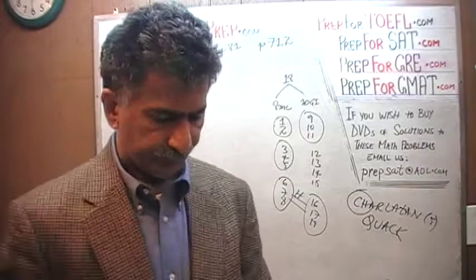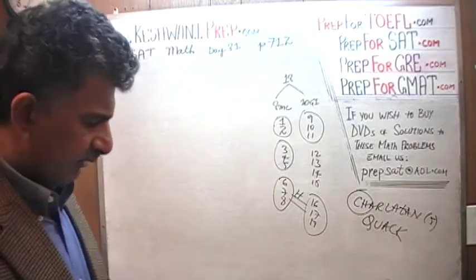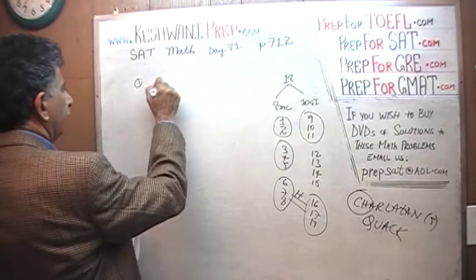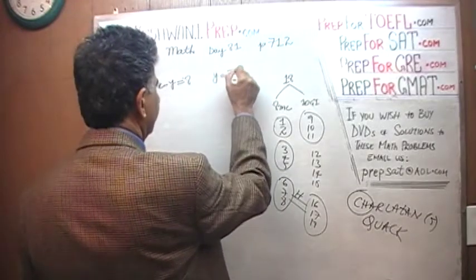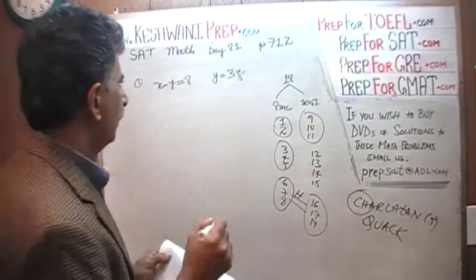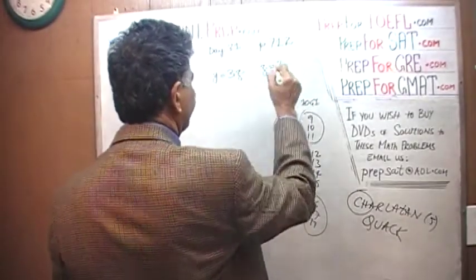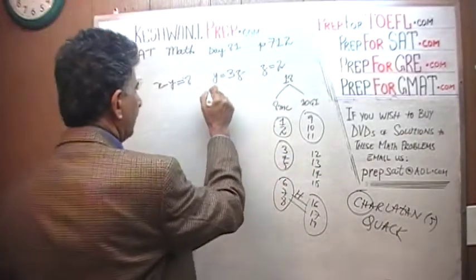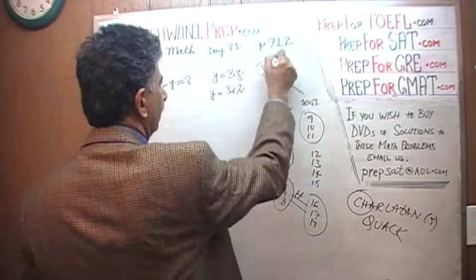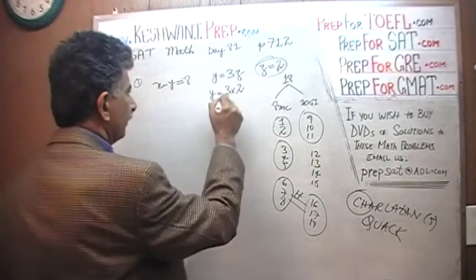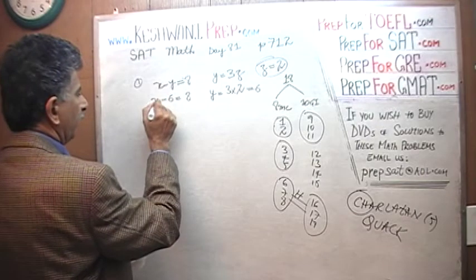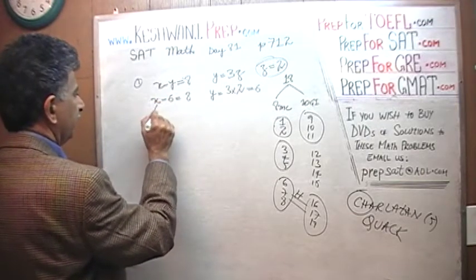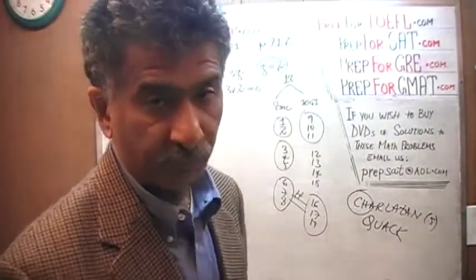Number 1. It says x minus y is 8. We are also told that y equals 3 times z. And in addition to that, we are told that z equals 2. Well, if the value of z is 2, then y must be 3 times 2, which is 6. We put it back in this equation, we find that x minus 6 equals 8, therefore x must be 14, because 14 minus 6 equals 8. Very simple, very straightforward. Of course, it's only number 1.